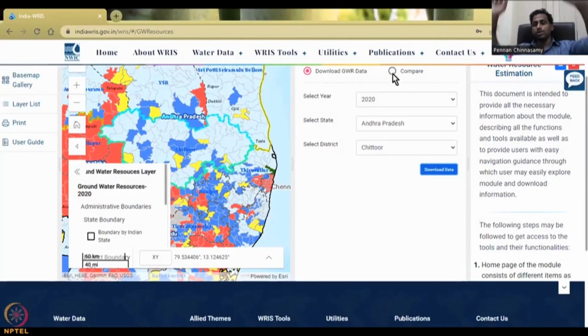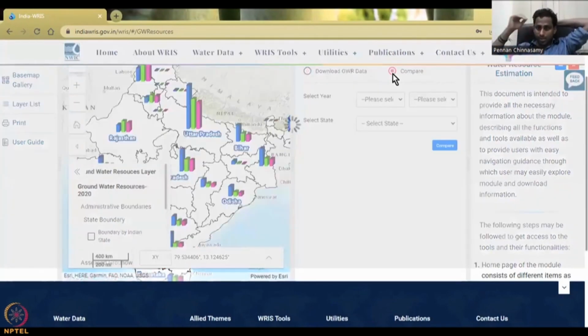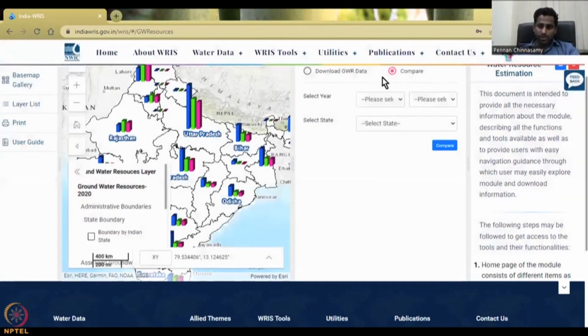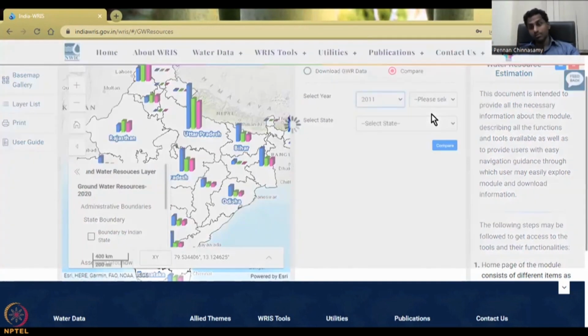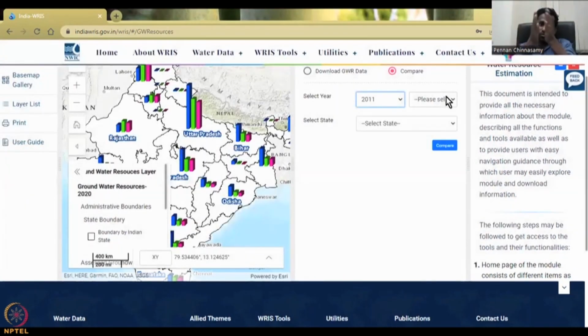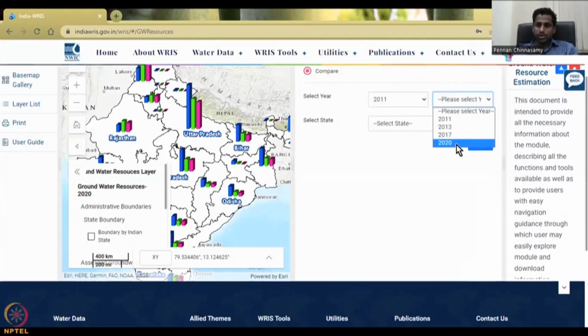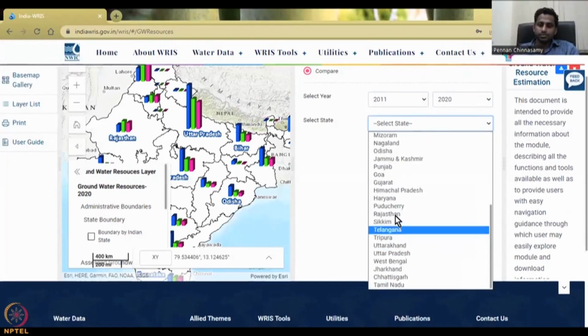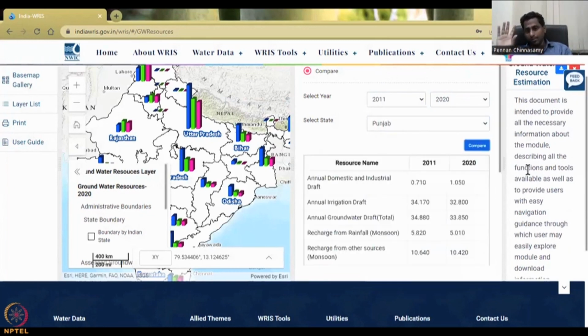Okay. The last one we want to discuss today is compare. See, compare is a pretty useful tool to look at 2 different years and see how the groundwater has changed. All I did is I clicked compare on the top. You can see here. So select first year is 2011 on this side. On the left side will be 2011. So what is going to happen is the image is going to be divided into 2. 2020, and let's say Punjab. And I hit compare. Okay.